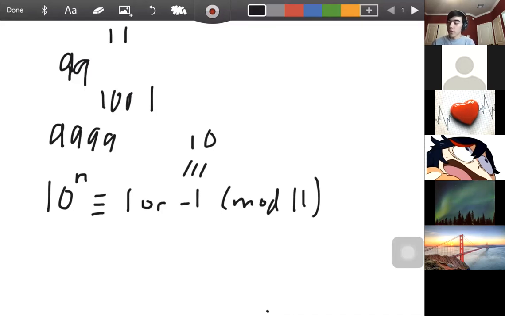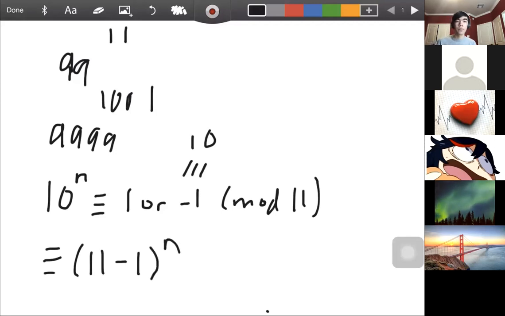So how are we going to do this? Well, as you may notice, 10 is a very close number to 11. So 10 to the nth power is actually (11 minus 1) to the nth power. And here is where modular arithmetic is very, very powerful. We know 11 is equivalent to 0 mod 11. So we can actually call this (0 minus 1) to the n.